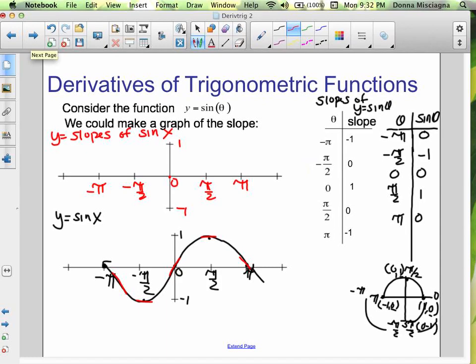Negative pi is -1. And negative pi halves is 0. And 0 is 1. And pi halves is 0. And pi is -1. All right, and so now let's graph.